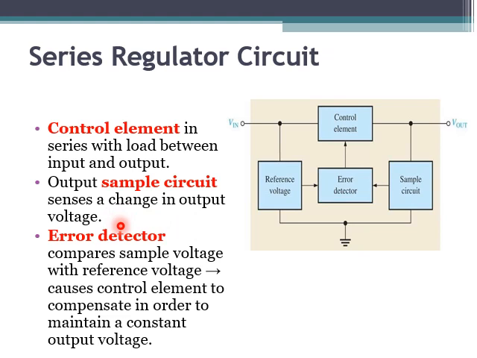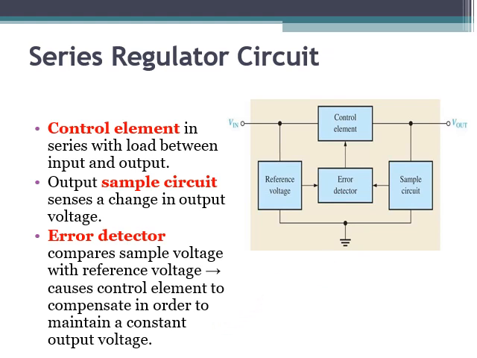We have seen the line regulation and load regulation. If there is any change in the output, it should be identified and it should maintain a constant input as well as output. Now the error detector compares the sample voltage with the reference voltage. For example, I am giving this much input voltage, I have to get the same output voltage. Comparison with the reference voltage causes the control element to compensate in order to maintain a constant output voltage.